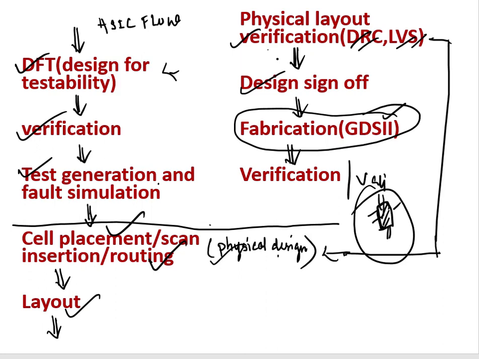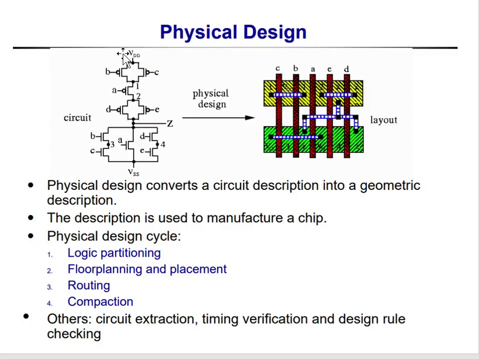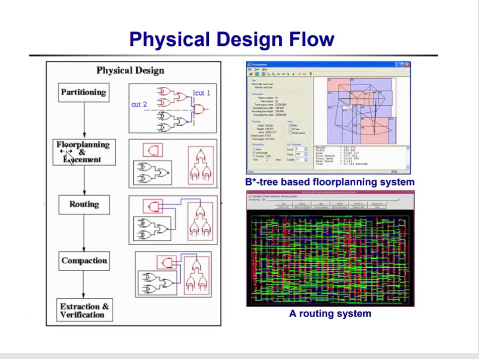Let me show you a few things. So this is the circuit, and the physical design looks like this. This physical design cycle is logic partitioning, then floor planning and placement, routing and compaction. This is partitioning of your logic, then floor planning and placement, this is how routing looks, then this is compaction, then extraction and verification.